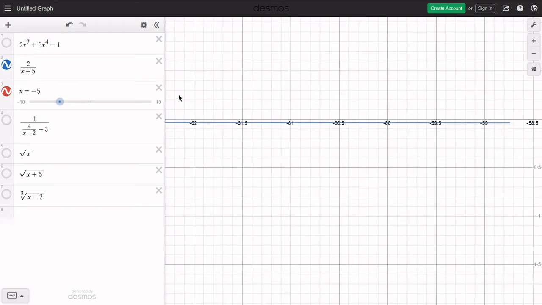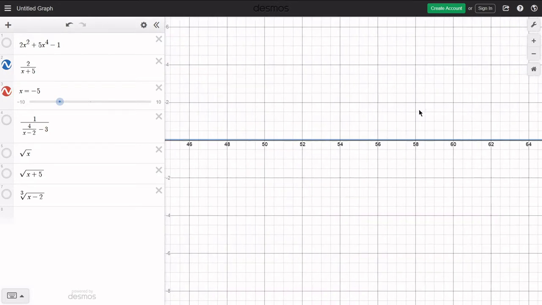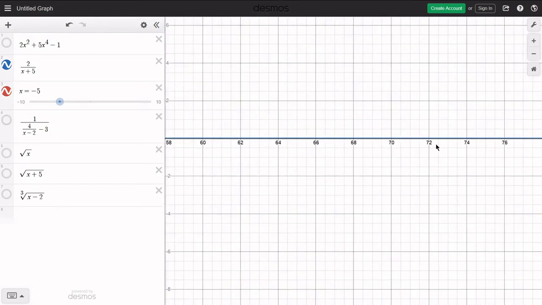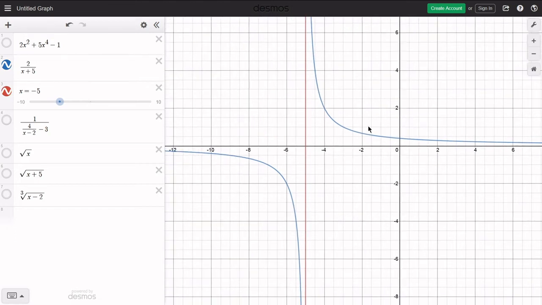It's getting closer and closer and closer. The same thing is true with this side. It gets closer and closer and closer, but never touches the x-axis. That means 0 is excluded from the range, but everything else is included.